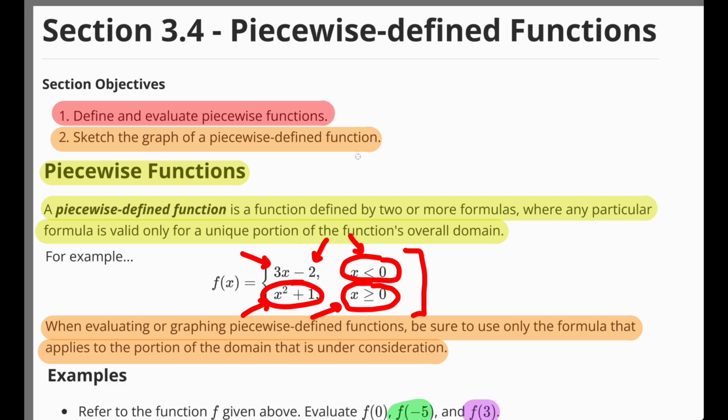So that's basically piecewise defined functions. We defined what they were, we evaluated them, we sketched them, we figured out if they were continuous or not.